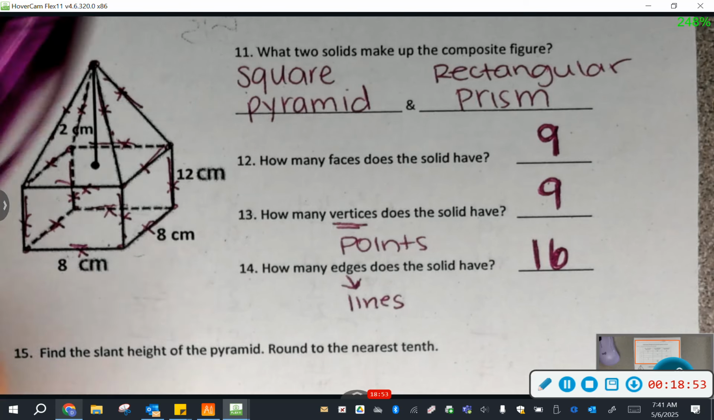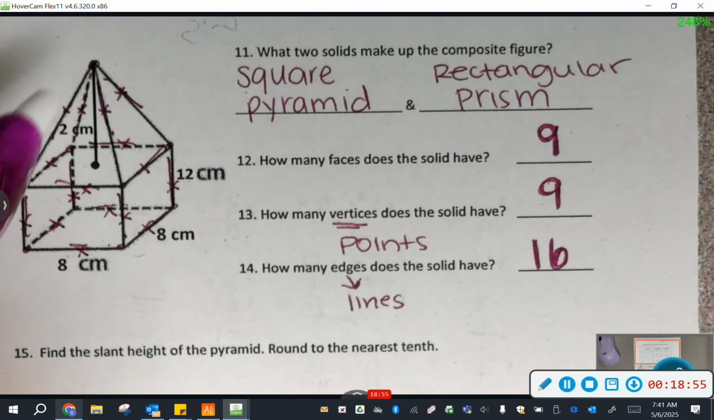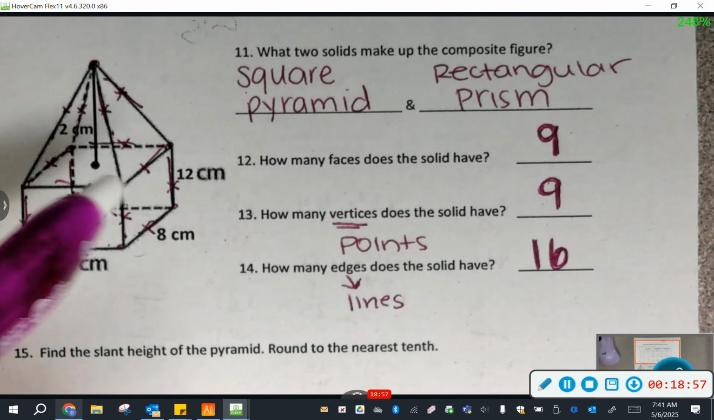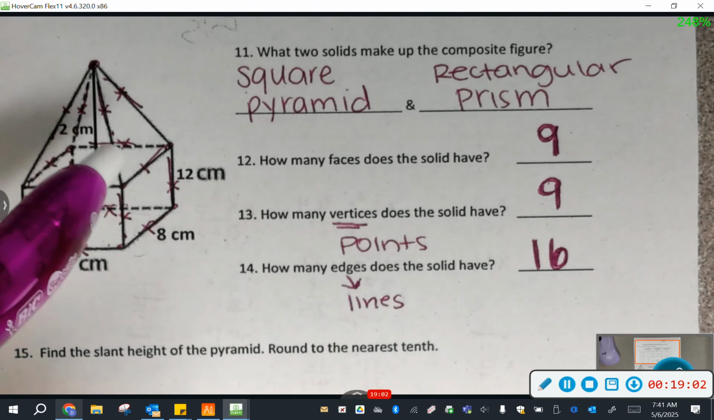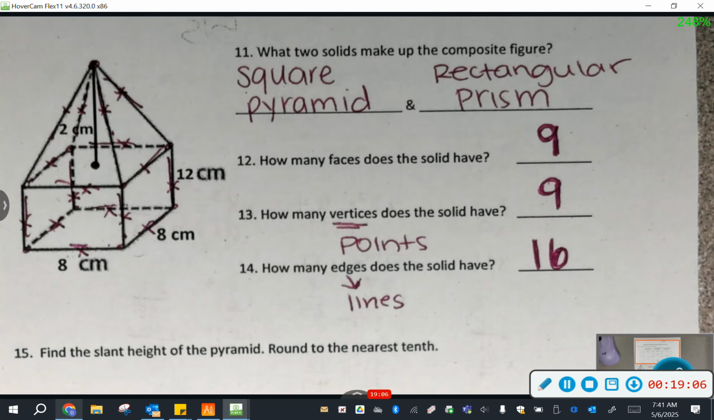Yeah, you might be missing one. Did you do 4 up top? Yeah. And then did you do 4 for the base that connects them? And then 4 around, and then 4 on the bottom. Yeah, it's 16. I'm just not counting correctly.